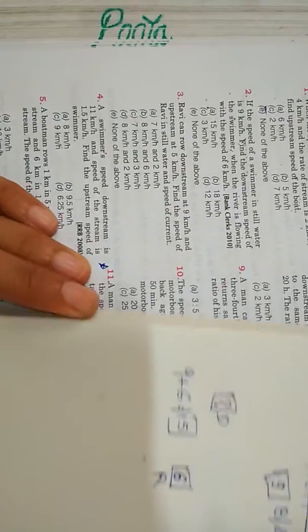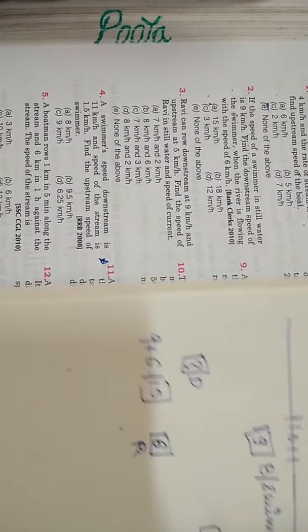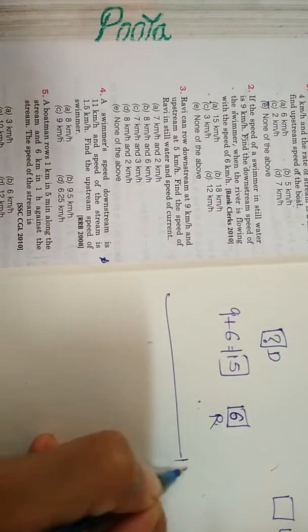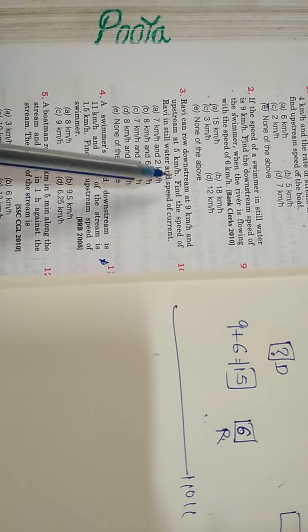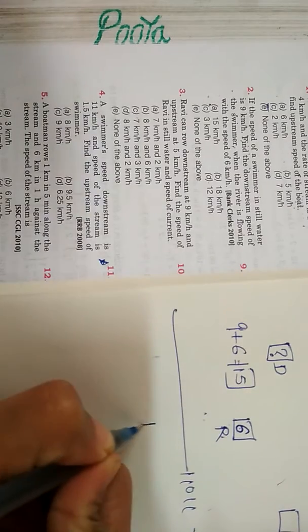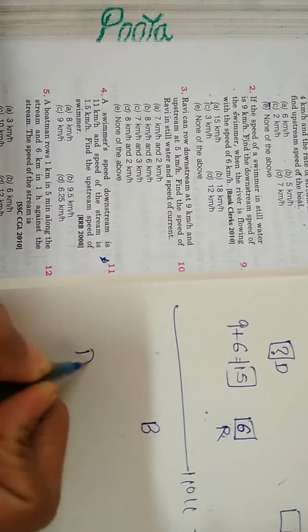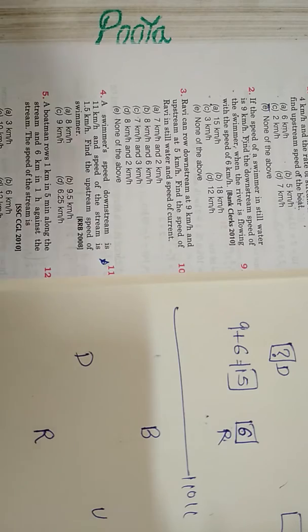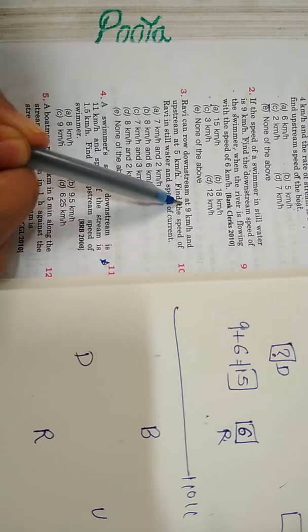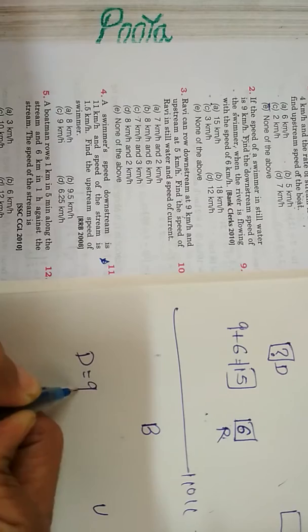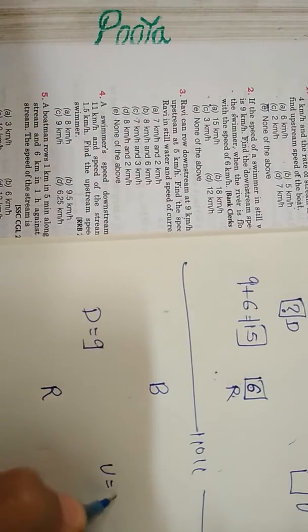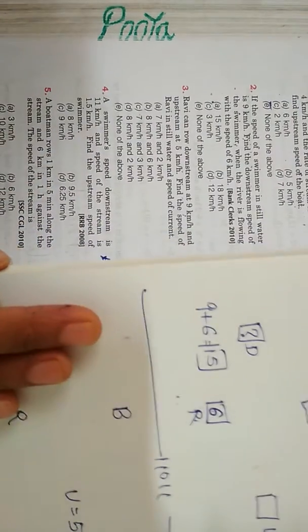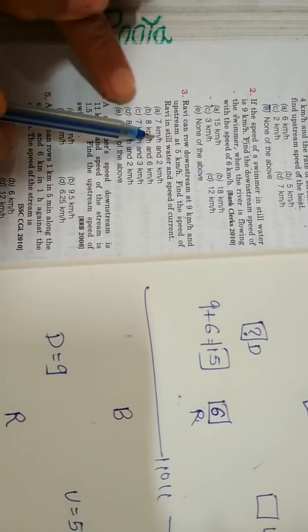Okay. Let's start with the third example. Ravi can row downstream at 9 km. See, this is boat, this is river, this is downstream, this is upstream. So what is given is the downstream speed at 9. And upstream is given as 5. Find the speed of Ravi in still water.